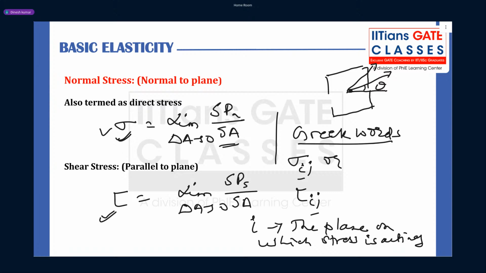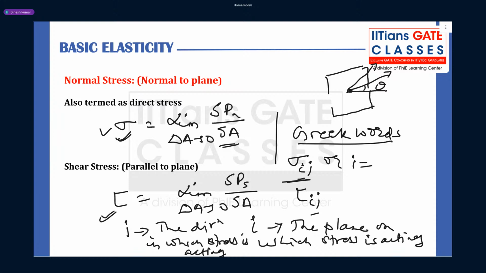Okay, what does J represent, guys? The direction in which stress is acting. Okay, so this is in basic elasticity. Usually we denote it by sigma ij and tau ij.